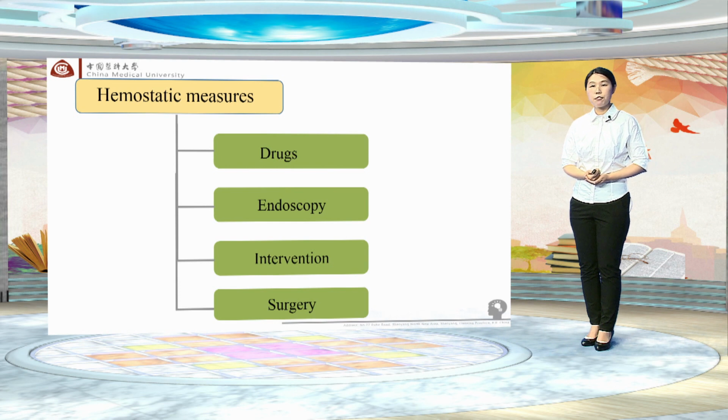In this course, we will focus on the treatment of non-varicose bleeding. Currently, there are 4 ways to treat non-varicose bleeding. They are drugs, endoscopy, intervention, and surgery. Let's get to know them one by one.